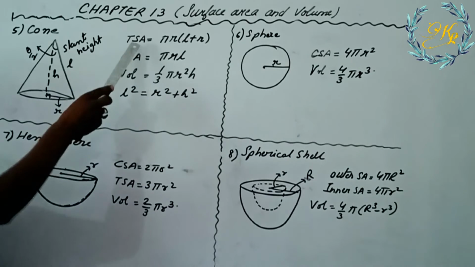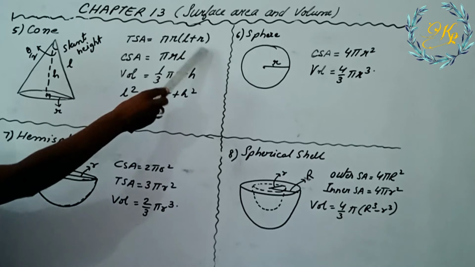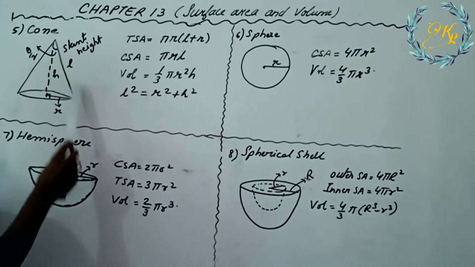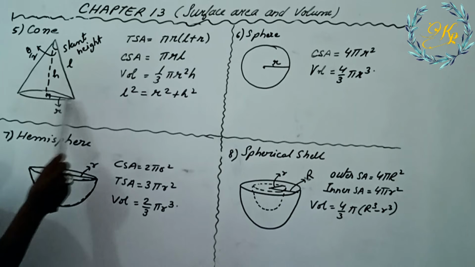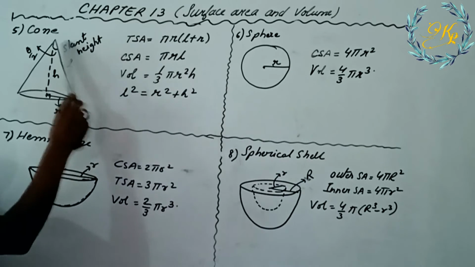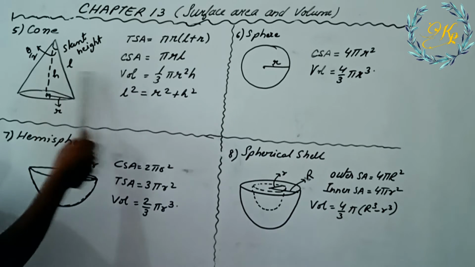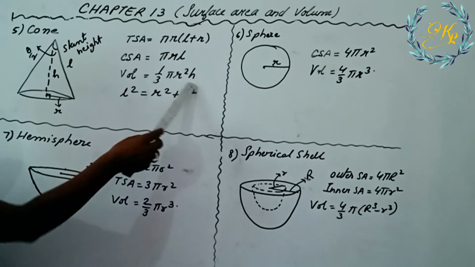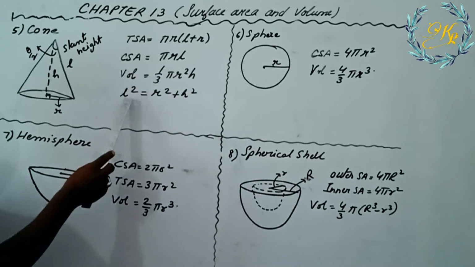If you want to find the total surface area of a cone, the formula used will be pi r (l plus r). If you want to find the curved surface area of the cone, the formula is pi r l, where r is the radius of the circle and l is the slant height. If you want to find the volume of the cone, if you fill anything inside it, the formula is 1 upon 3 pi r square h. And if you want to find the diagonal, that is the slant height, use the Pythagoras theorem.